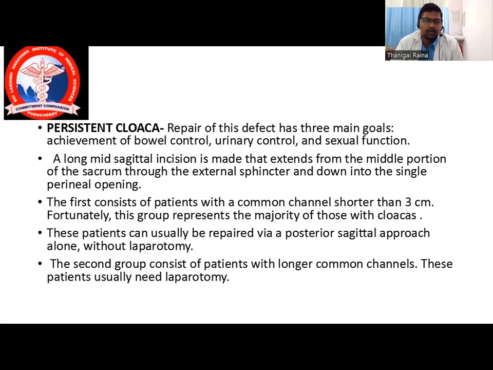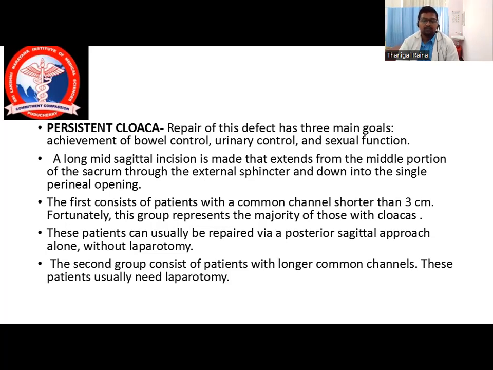Persistent cloaca. Repair of this defect has three main goals: achievement of bowel control, urinary control, and sexual function. A long mid-sagittal incision is made that extends from the middle portion of the sacrum through the external sphincter and down the single perineal opening. The first group consists of patients with a common channel shorter than 3 centimeters. Fortunately, this group represents the majority of cloacas. These patients can usually be repaired via the posterior sagittal approach alone, PSARP, without laparotomy.